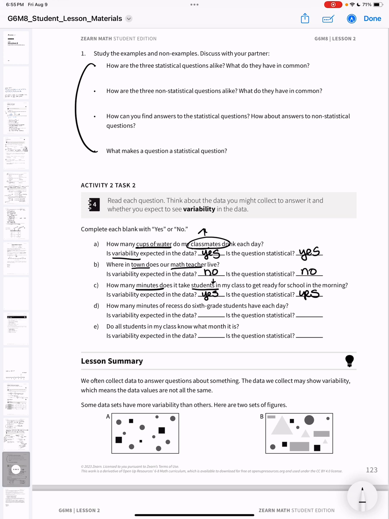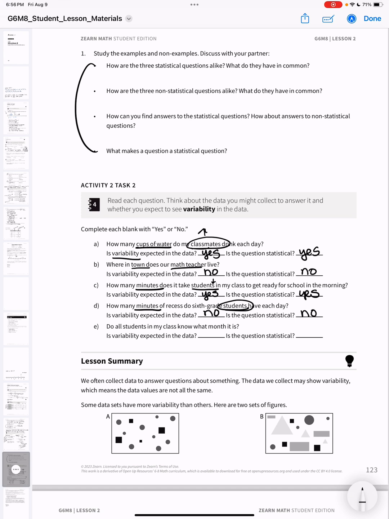D, how many minutes of recess do 6th grade students have each day? So what do you think about this one? There are multiple students, multiple minutes, but it's all sixth grade. Sixth grade goes out all at the same time, so they get the same amount of minutes. Is there variability expected in the data? Nope. It's all the same. So is this a statistical question? No.